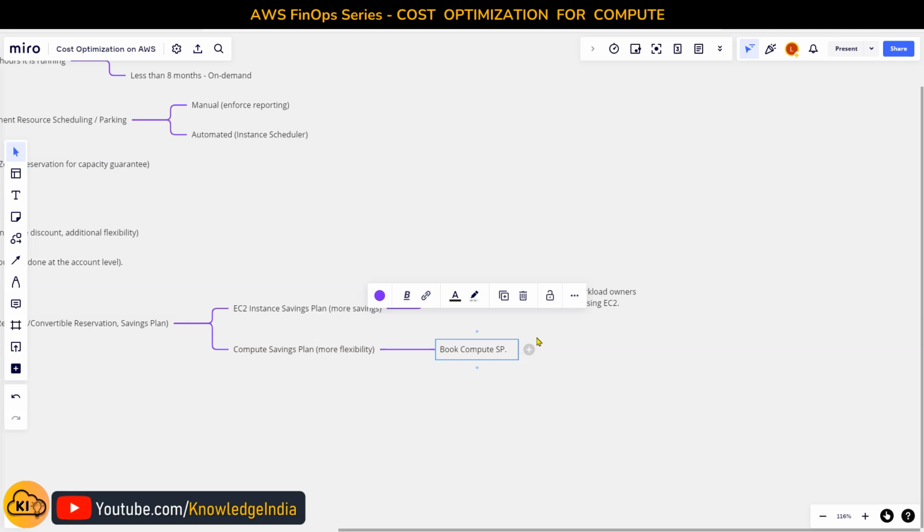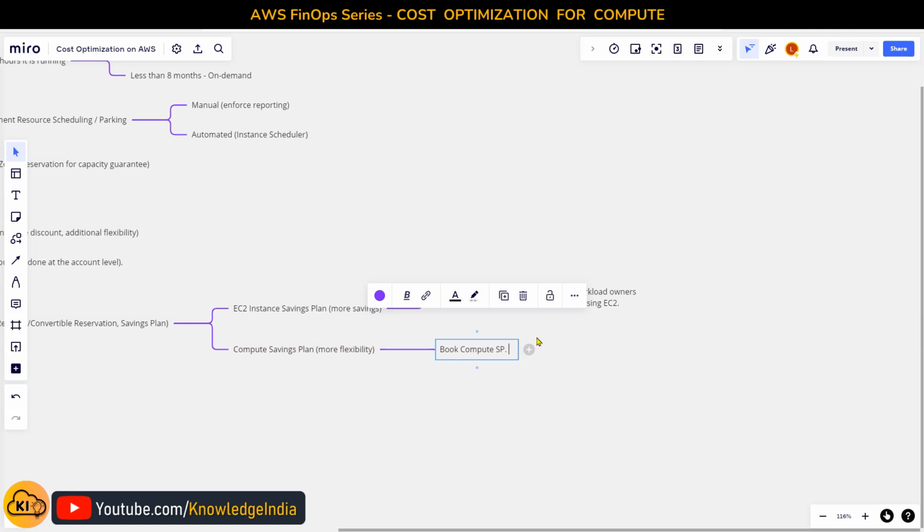So as soon as you commit to a compute savings plan, you start saving money. And irrespective of which instance type they are using, you just start saving money straight away.